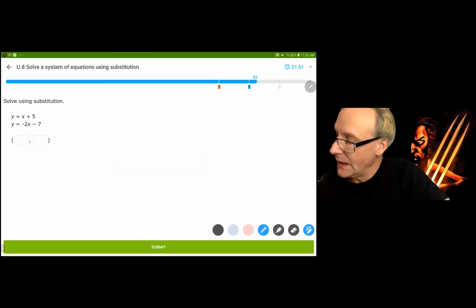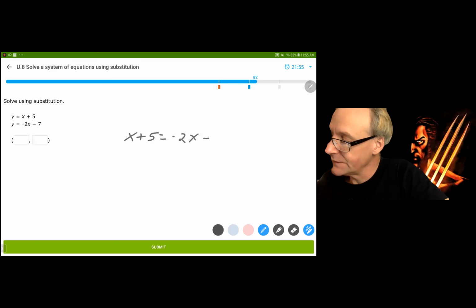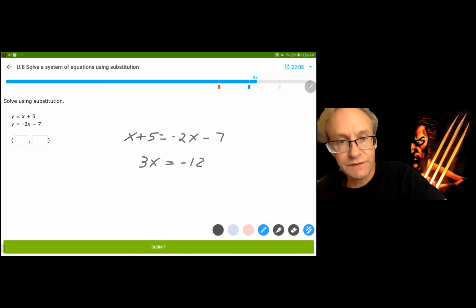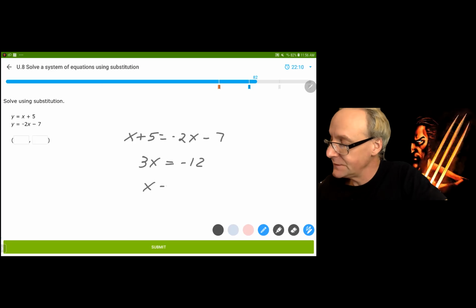Substitution again. X plus 5 equals negative 2x minus 7. I'm going to add the 2x to both sides, which gives me 3x. I'm going to subtract the 5 from both sides, which gives me negative 12. Again, very important that you know how to work with integers. Divide by 3 on both sides, and you get negative 4.